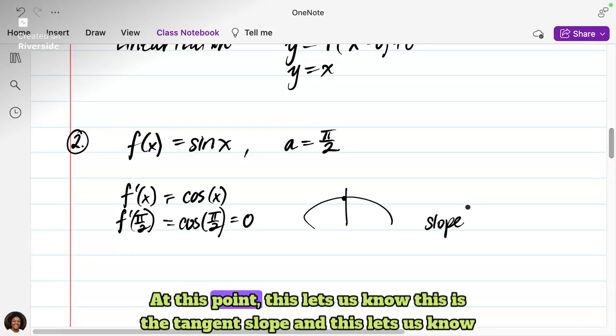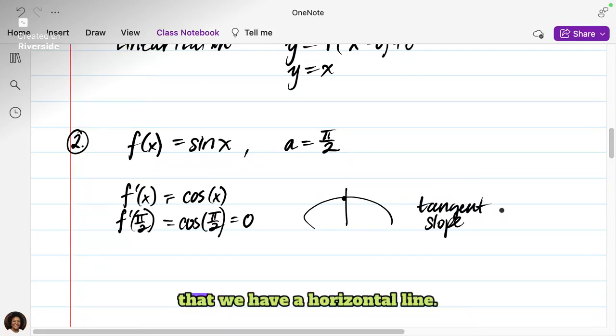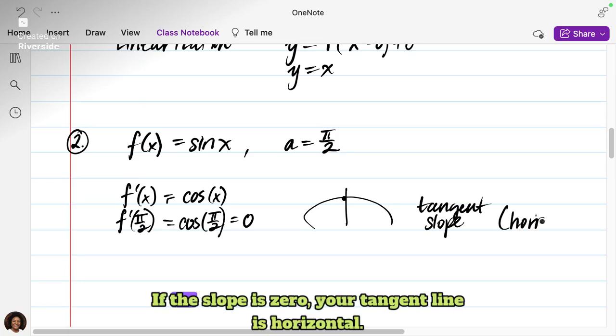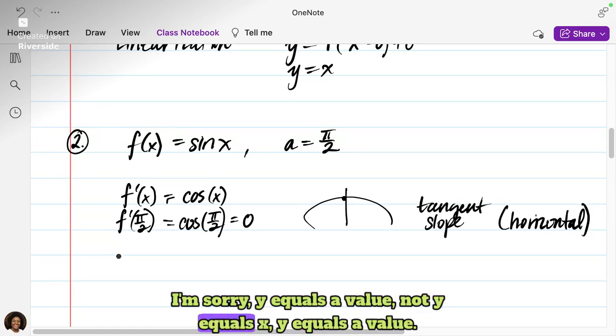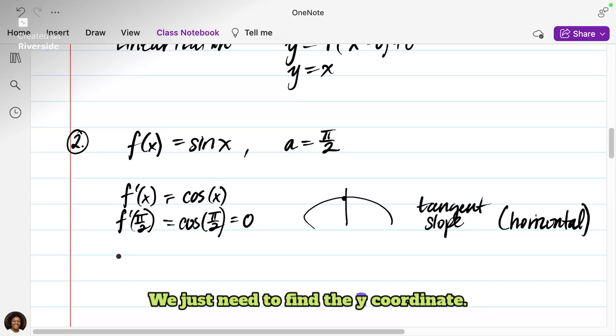At this point, this is the tangent slope, and this lets us know that we have a horizontal line. If the slope is 0, your tangent line is horizontal. That means the equation is going to just be y equals x. I'm sorry, y equals a value, not y equals x. Y equals a value, and we just need to find the y coordinate.